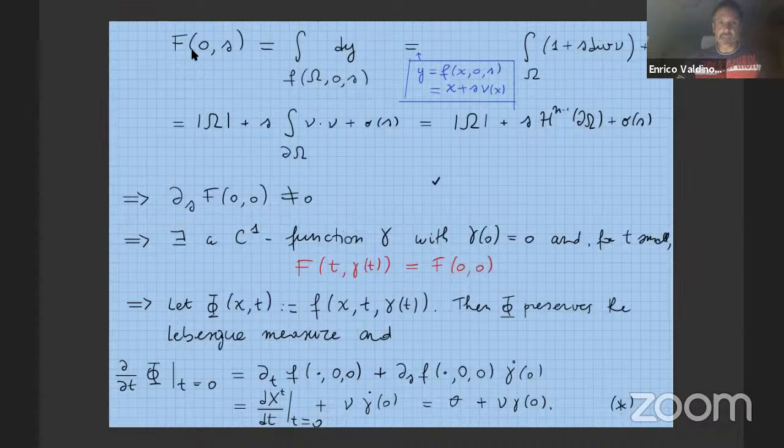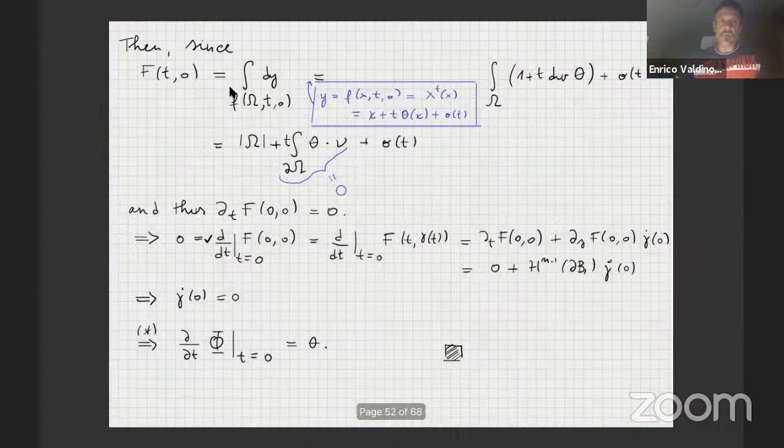So here we did f of 0s. Now I want to do f of t0. But the proof is the same. I change variable. I remember that when s is equal to 0, my function f is just the ODE flow. So when I do the Jacobian, I will have here the divergence of the velocity of the ODE, which is precisely theta.